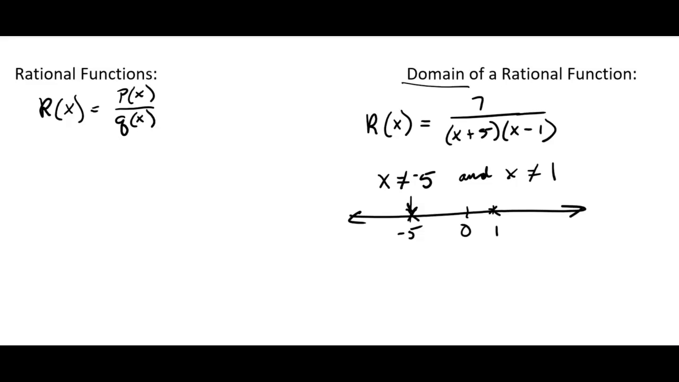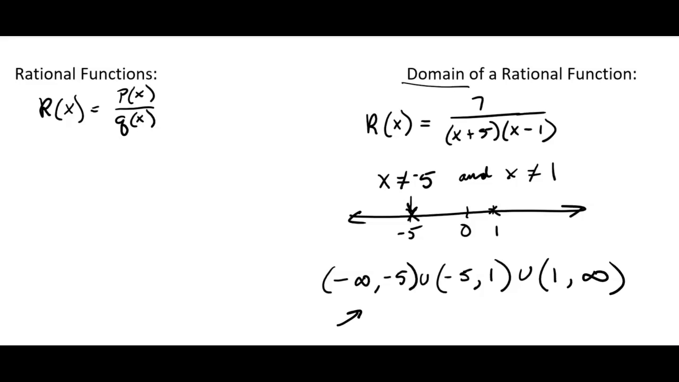So if you wanted to write it in interval notation, it would look like this. It's all the real numbers from negative infinity to negative 5, but don't include the negative 5. Then it's all the numbers between negative 5 and 1, but don't include the 1. And then it's all the real numbers after 1. So this is the domain in interval notation.